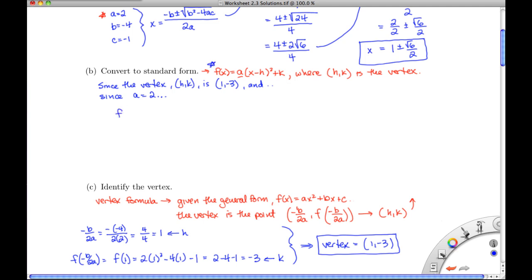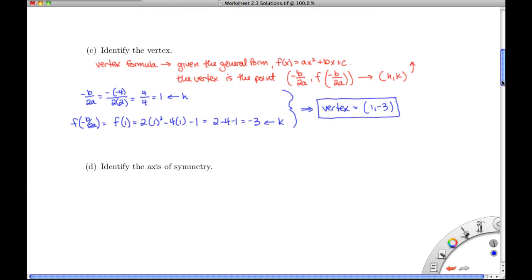So we've got f of x is going to be equal to a, which is 2, times x minus h, our h is 1, squared, plus our k, which in this case is negative 3. And when the dust settles here, we've just got that f of x is equal to 2 times x minus 1 squared minus 3, and that would be the standard form of our quadratic here.